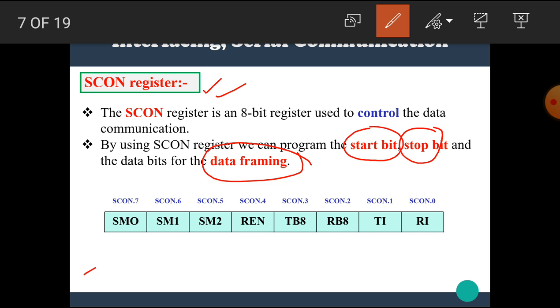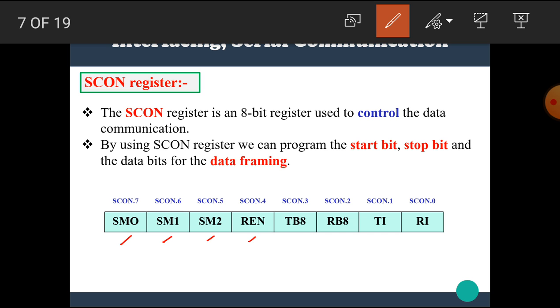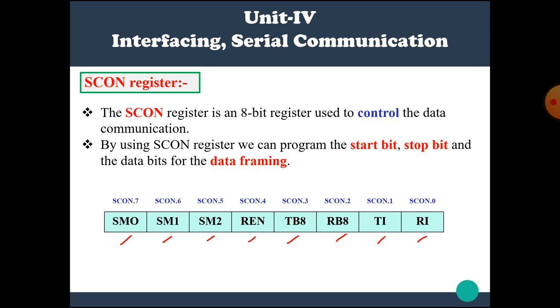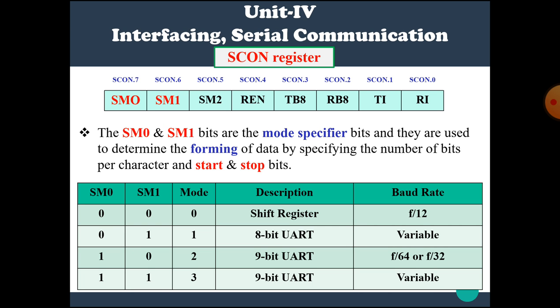This is the general structure of this SCON register. As we can see here, this register is 8-bit, from SCON.0 to SCON.7. The bits are SM0, SM1, SM2, REN, TB8, RB8, TI, RI. Let's see the function of each bit in detail.